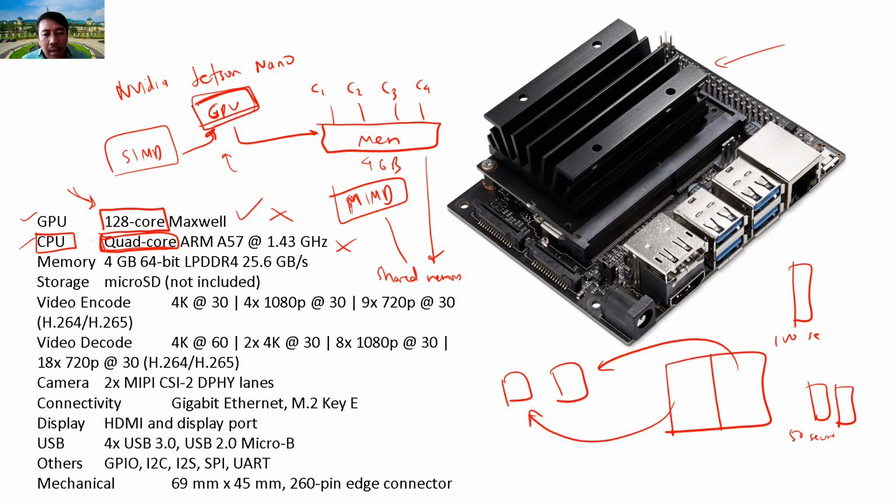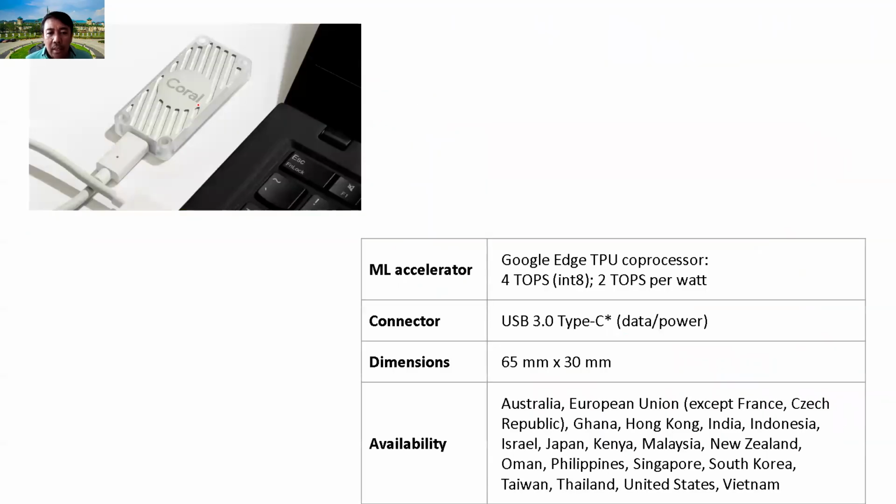The last example architecture is the Google Edge TPU coprocessor. As the name implies, this is a coprocessor. You have tera operations for integer 8. So you can see here, this one has no availability, I will fix this one.